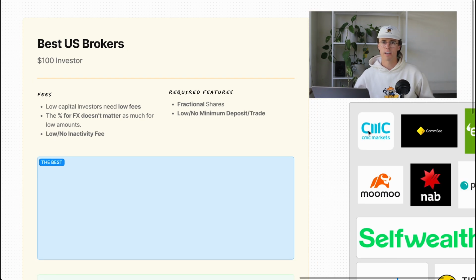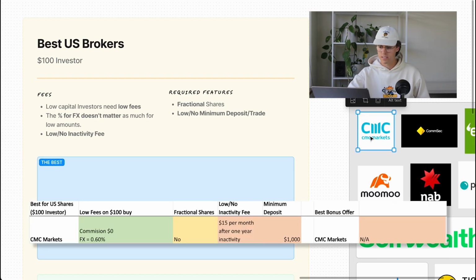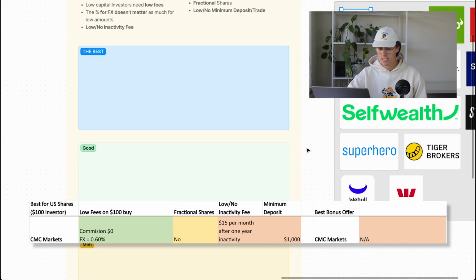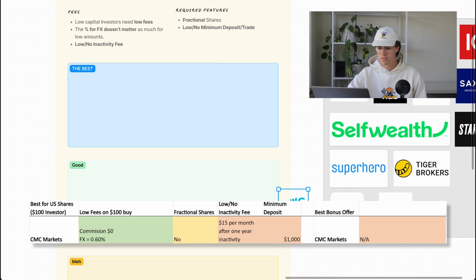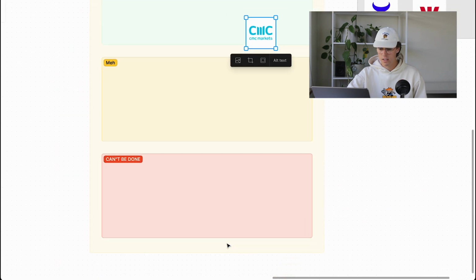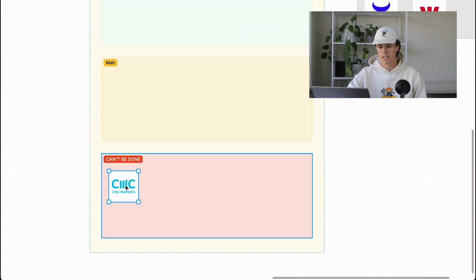And the first app we're going to get into is CMC Markets. Now CMC Markets might sound like a good option, having their $0 commission, but with no fractional shares, a $15 a month inactivity fee, and a $1,000 minimum deposit, it doesn't tick any of the boxes for a low-cost investing app. So we're going to have to put it into the can't be done category.